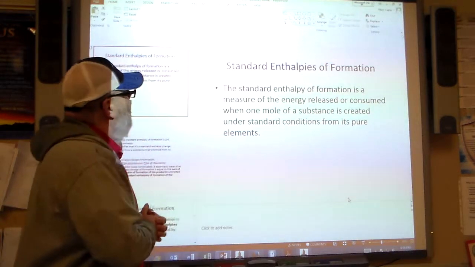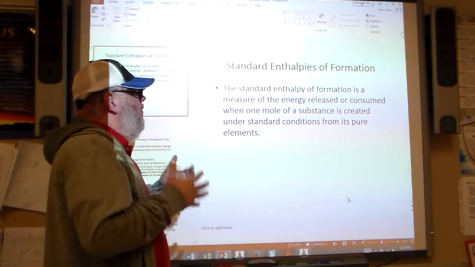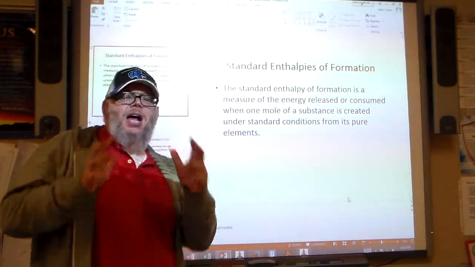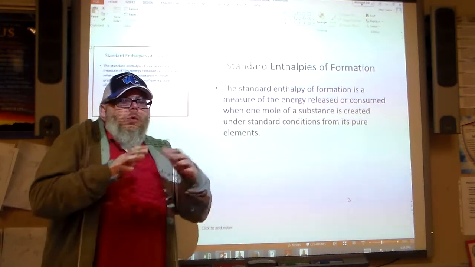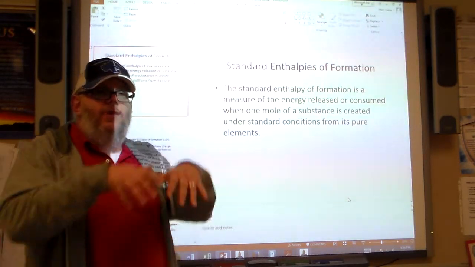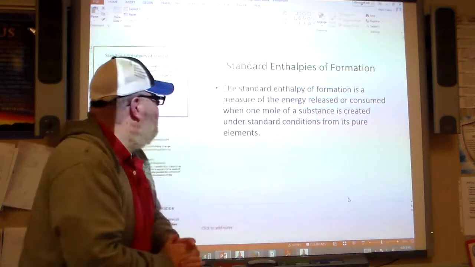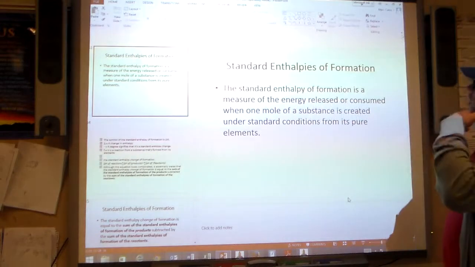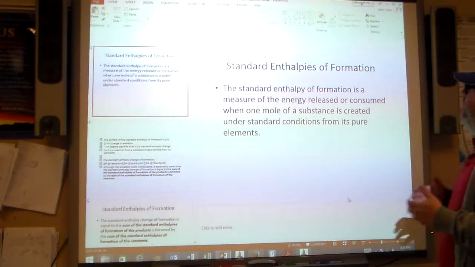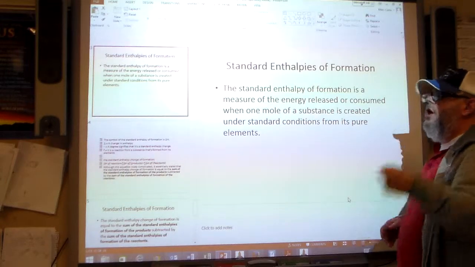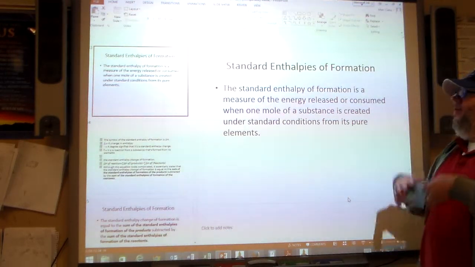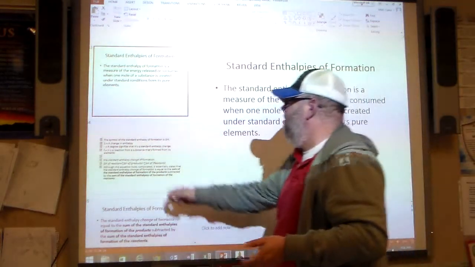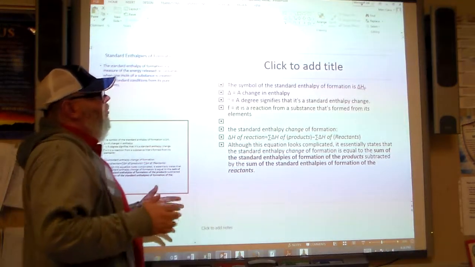Standard enthalpies of formation. Okay, remember the idea about enthalpy. Enthalpy, we're looking at the total heat content of a system. And when we look at a system, we can look at it in terms of a chemical reaction. Think about it that way. So when we look at the standard enthalpy of formation, it's the measure of how much energy is released or consumed when we're having 1 mole of something that is created under standard conditions originally from its pure elements.